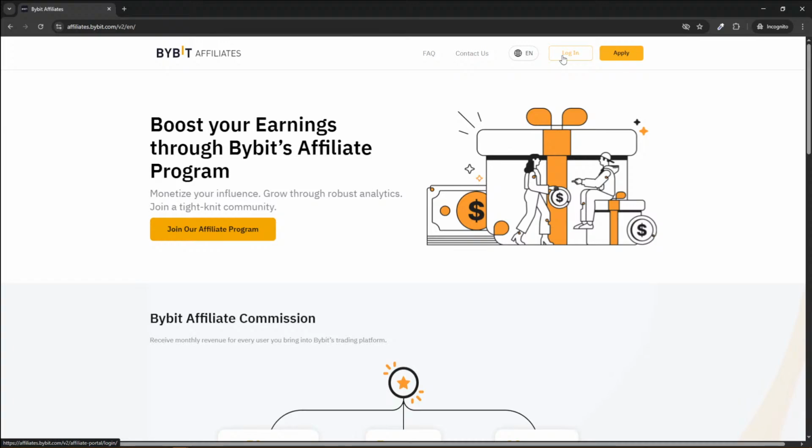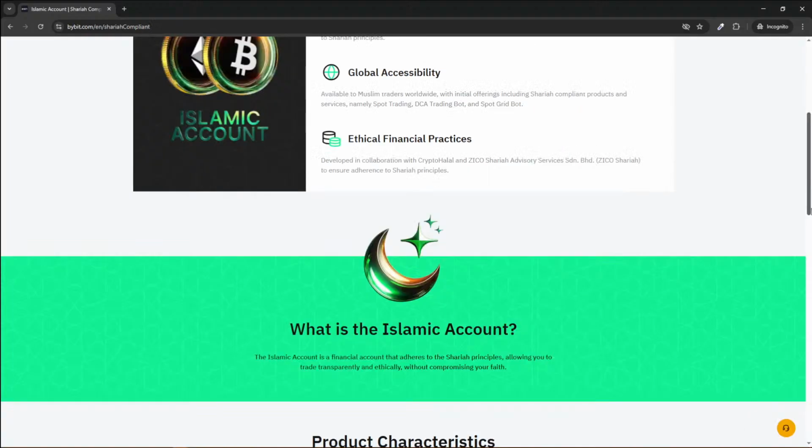So let's go to this one, the Islamic account. For those who have been wondering whether trading and keeping your money in those accounts is going to bring problems, I'm Muslim and so on, ByBit has got a solution for you with the Islamic account, the industry's first crypto exchange to offer a Sharia compliant account. No interest, secure and peace of mind for investors. So Sharia compliant, global access to ethical financial practices.